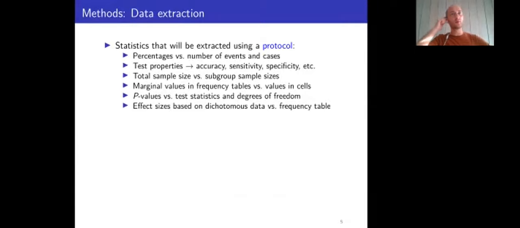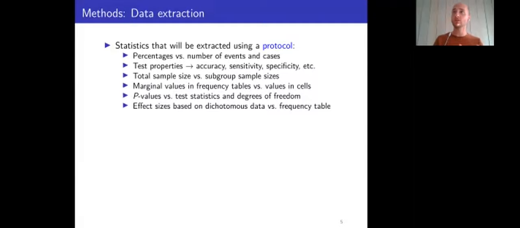We will look at the number of statistics that we will extract from these preprints using a protocol. So we will look at the percentage versus the number of events cases. We will look at the test properties. So look at the accuracy, sensitivity, specificity, for instance, of a test. We will check whether the total sample size is in line with the subgroup sample sizes. So if subgroup sample sizes are reported, we will check whether these sample sizes sum up to the total sample size.